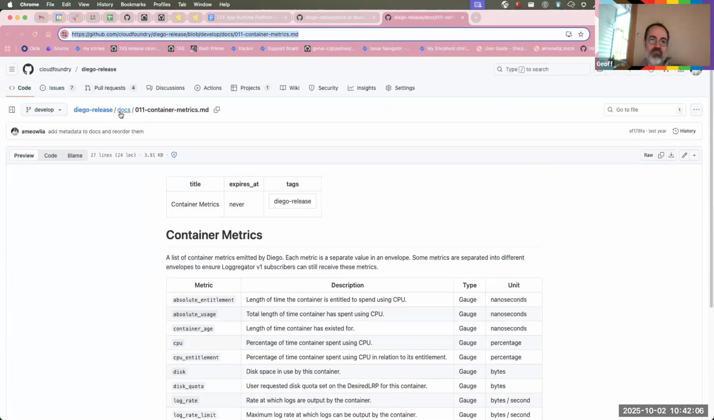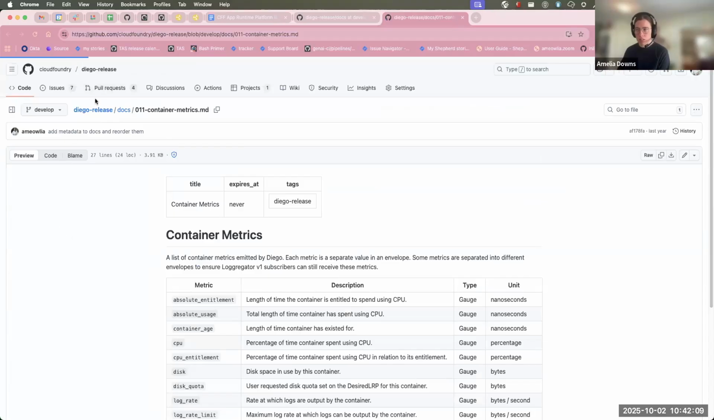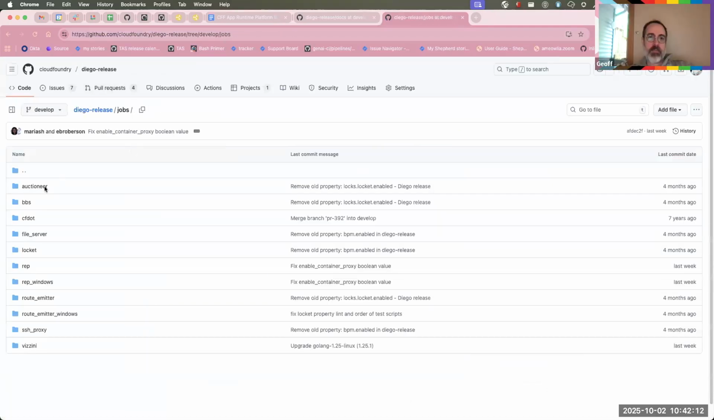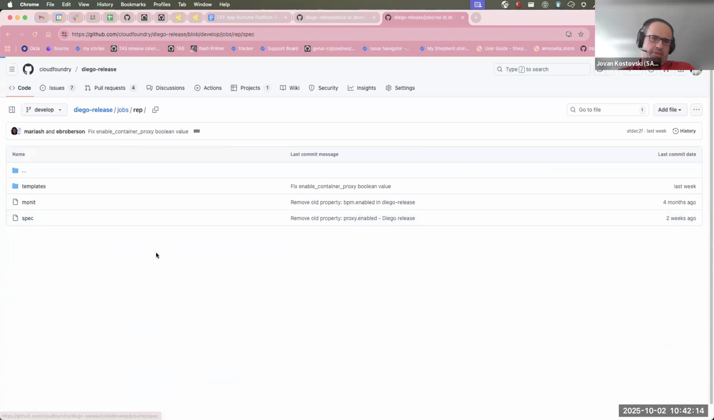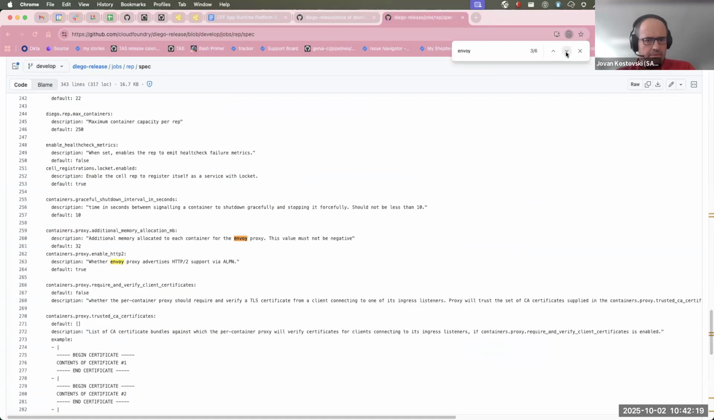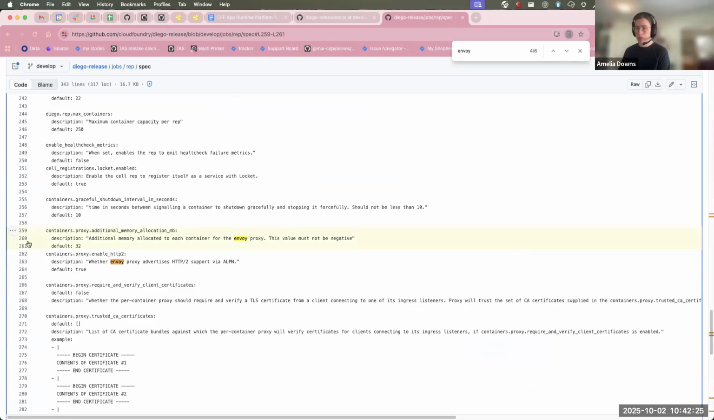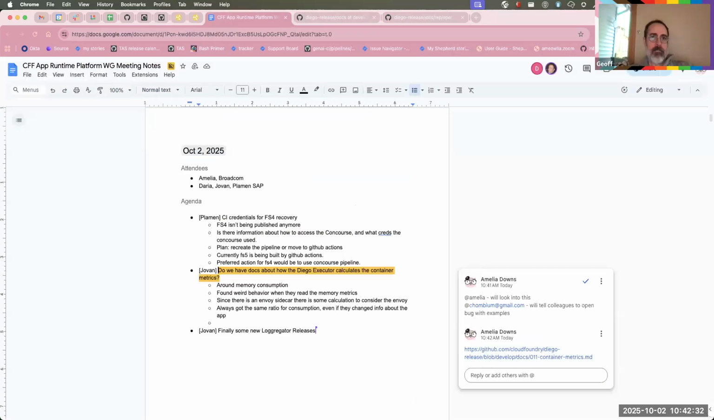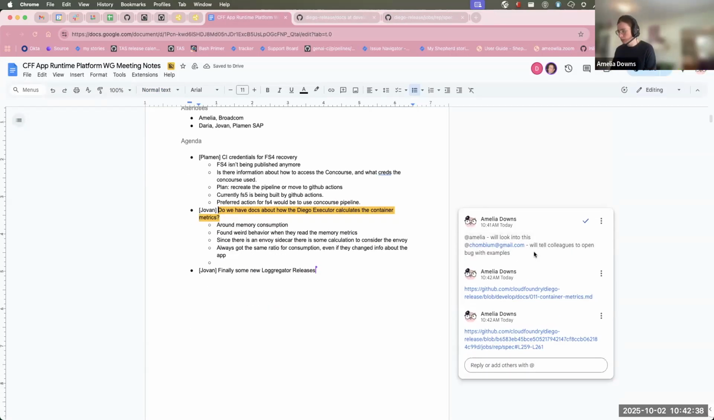And what job is it in that defines it? Probably the rep, because the rep starts the executor. I think it's the rep. Oh, here we go. Yeah, but I don't know why this would scale along with increasing your app size. You would think it would be constant. So please provide an example with the weirdness so we can see exactly what to look into. Sure, we'll do that.